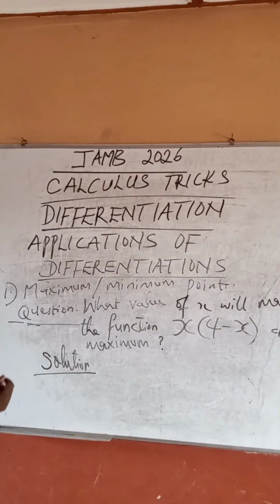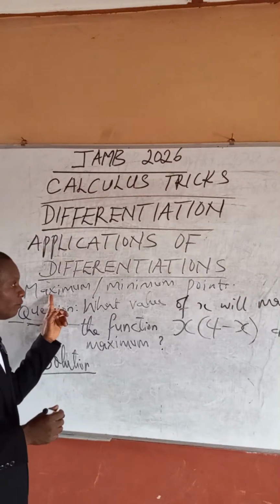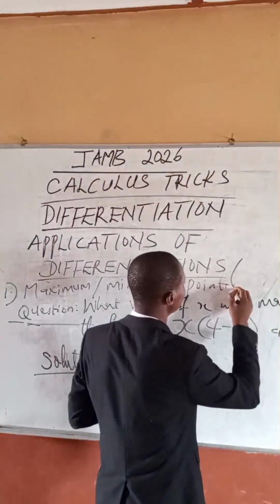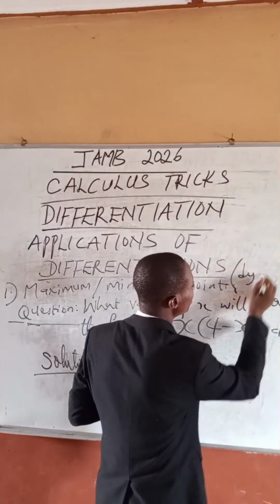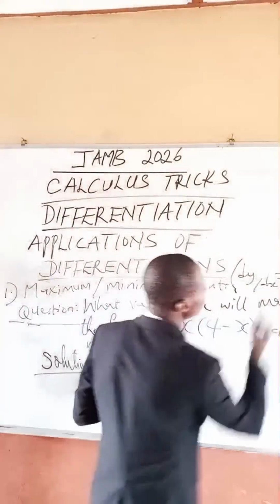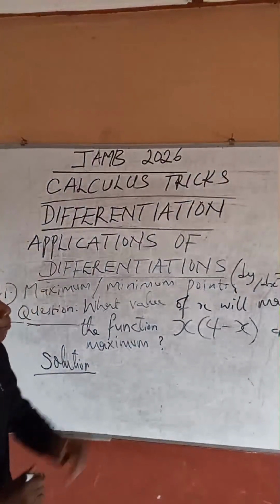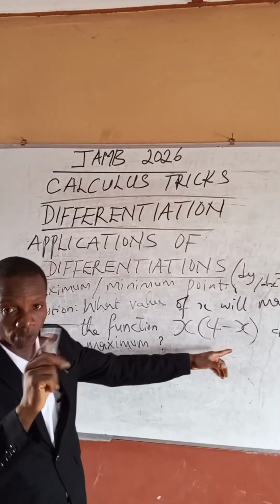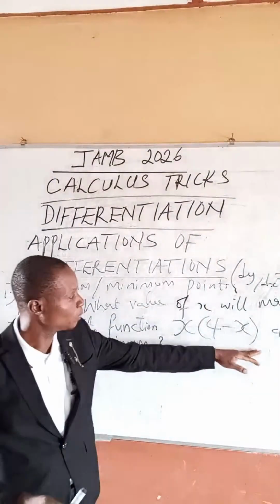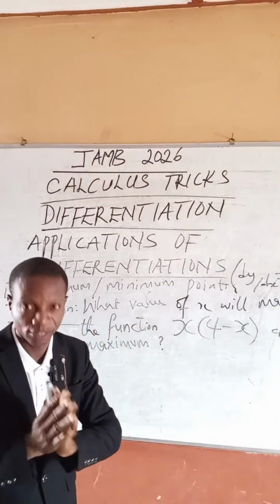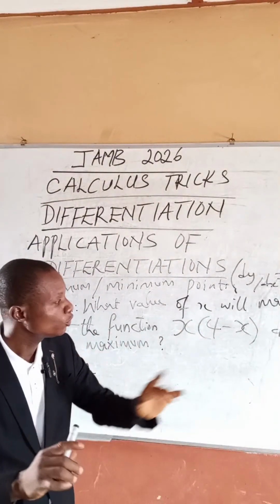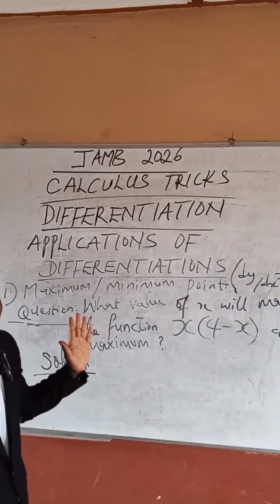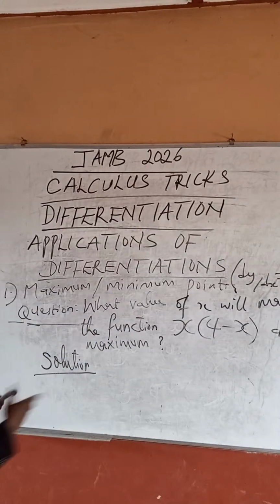If not, once you hear the words maximum, minimum points, just note that dy/dx is equal to 0. What does it mean? It means find dy/dx of the given function. It can be any function. Once you get the dy/dx, don't worry about anything at all. Just equate it to 0, then solve the problem. That is all. Then you can see that this is very easy.